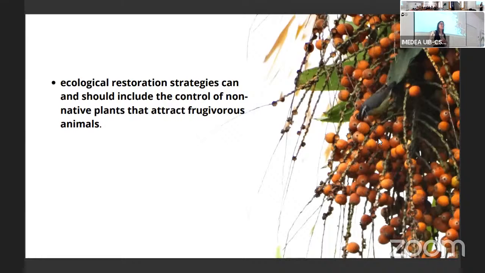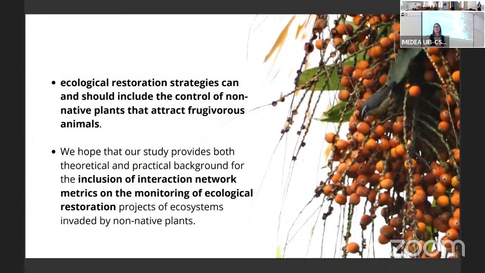So we can see that ecological restoration strategies can and should include the control of non-native plants that attract frugivorous animals. I don't know how it is here, but in Brazil there are people who don't want to do that because they think, oh, what will the birds eat? Like, they can eat other things. And we hope that our study provides both theoretical and practical background for the inclusion of interaction network metrics in the monitoring of ecological restoration.